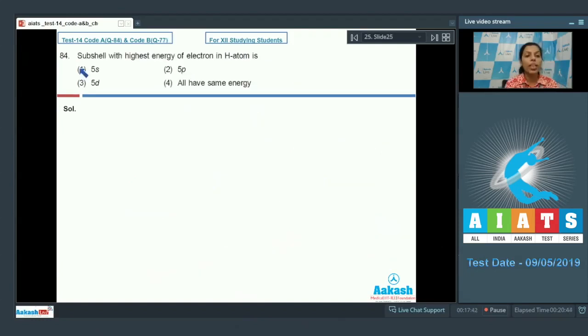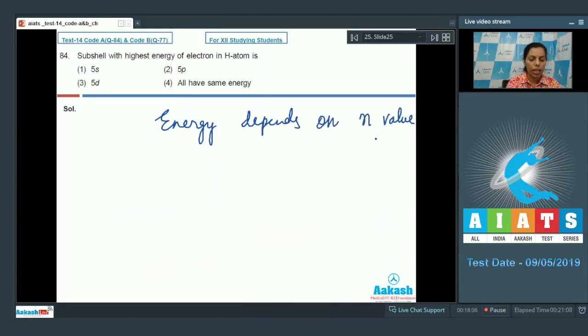Now after that, question number 84. The subshell with the highest energy of an electron in a hydrogen atom: 5s, 5p, 5d, and all have the same energy. If I talk about a one-electron system like the hydrogen atom, in that case energy depends on the n value, that's the principal quantum number, and all of these cases have the same value of n because the number of the shell is 5. That's why all have the same energy, and option 4 is the correct answer for this question.